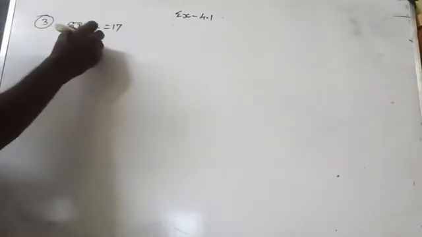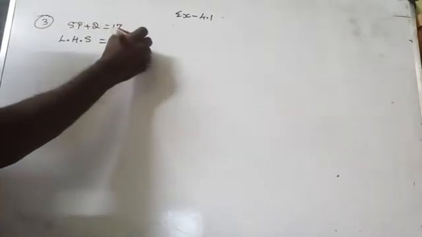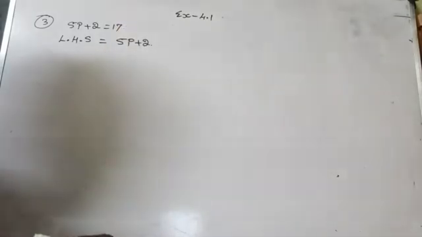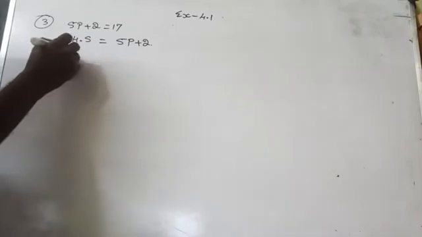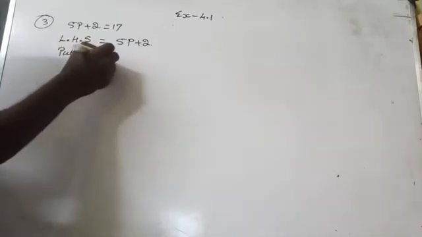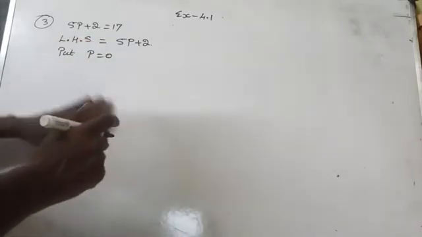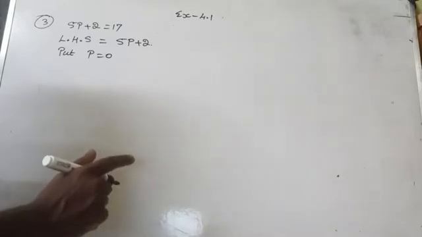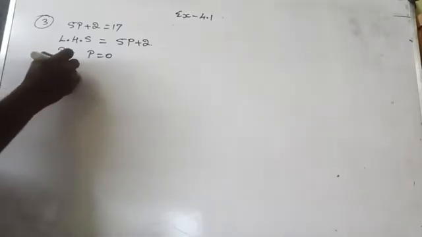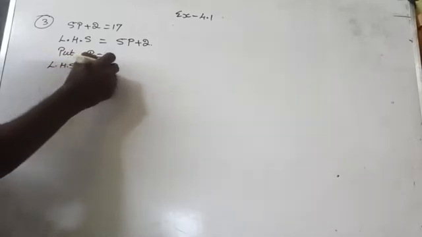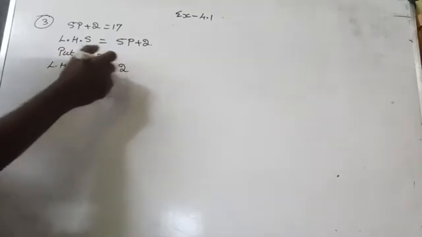So what is in the left hand side? It is 5p plus 2. First you put p equal to 0. You start with the whole numbers. You don't try with the integers and all, just start with the whole numbers. Then the left hand side is 5p plus 2, so put p equal to 0.